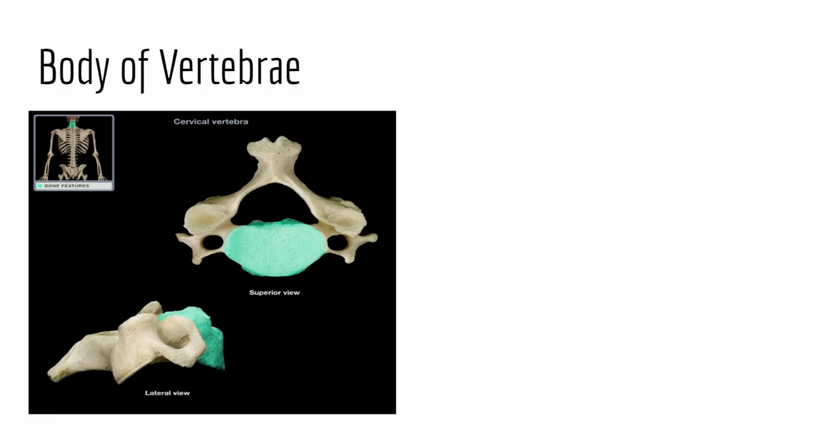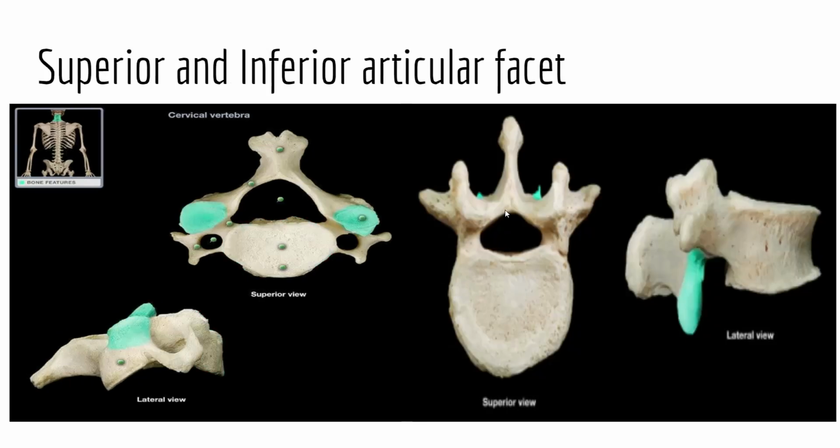The body of the vertebrae is the large cylindrical part located anteriorly that gives strength to the spine. The superior and inferior articular facet. So our vertebrae need to articulate with the vertebrae above it and the vertebrae below it. And it does so by the articular processes that are found above and below each vertebrae.